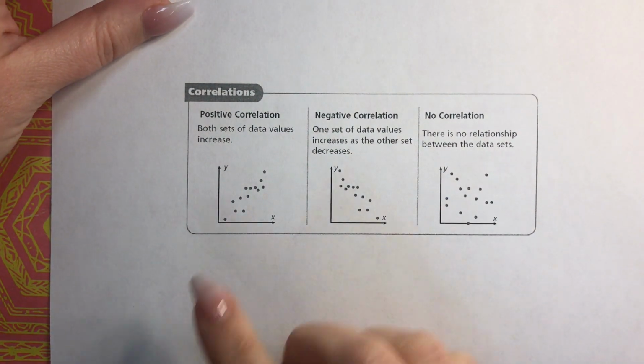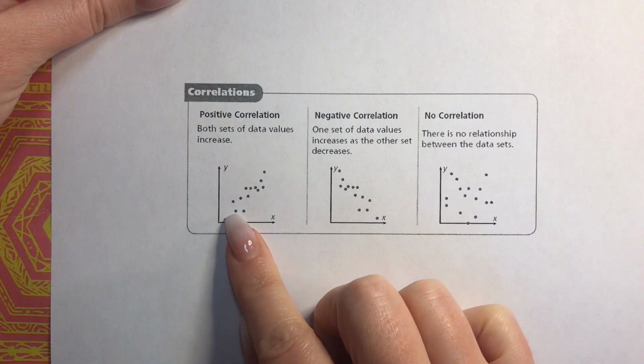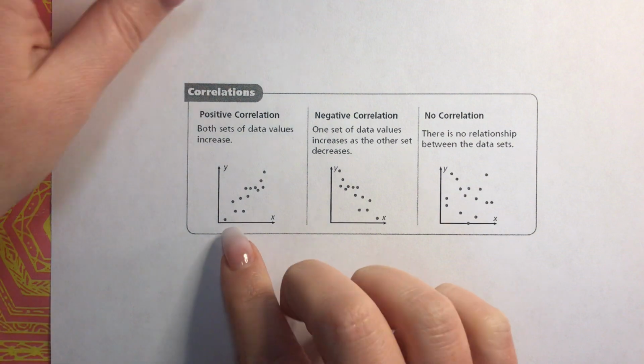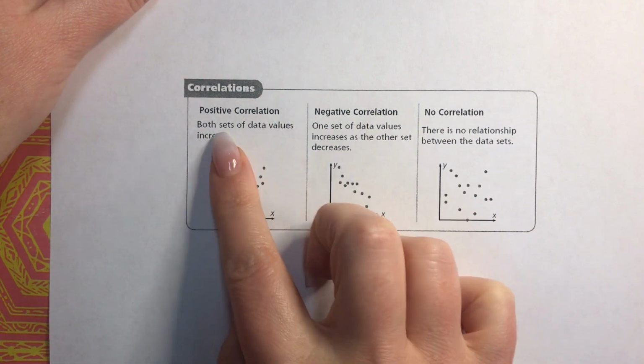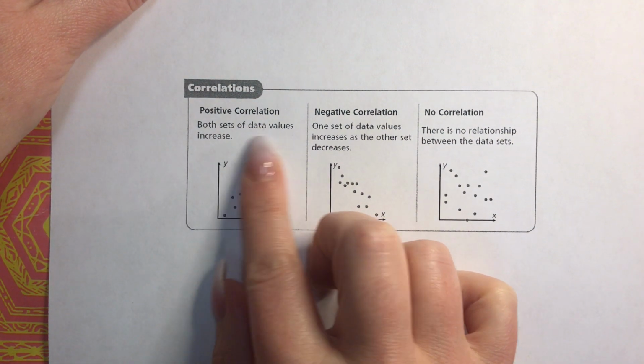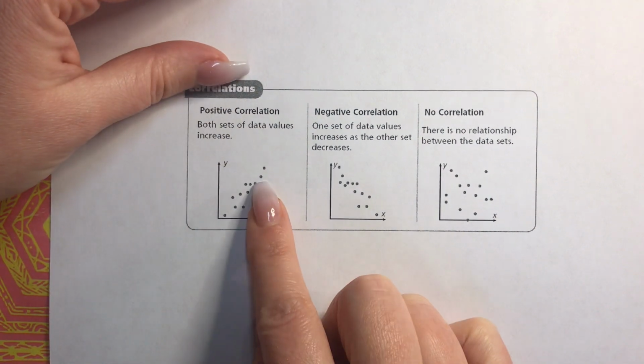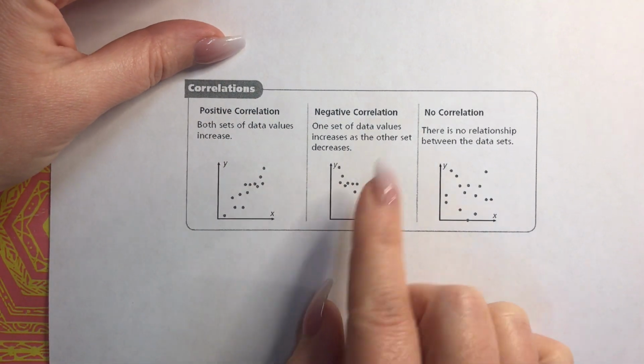It's called a positive correlation, and it's when all of the data seems like it's moving in an upward fashion, okay? So both sets of the data values increase. So as X increases, Y also increases, and that's why the points are going up.